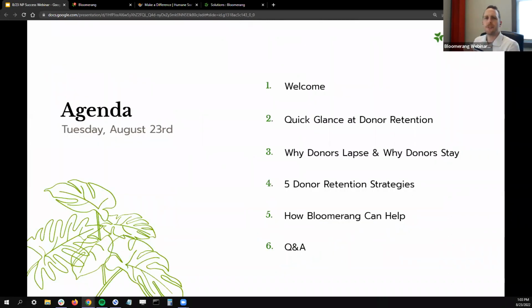So here's today's agenda. We're going to look at what donor retention is and the equation for how to find donor retention. Then we're going to look at why donors lapse.